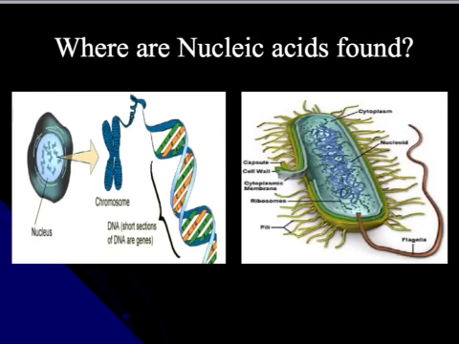Here are some examples of where you find DNA in the human body. This, hopefully, you recognize as a chromosome. A chromosome is nothing more than a very tightly wound up long piece of DNA. This is a picture of a bacteria cell, and again, there is tons of DNA free floating inside of it. All living organisms contain DNA.